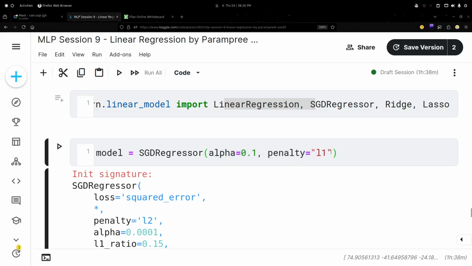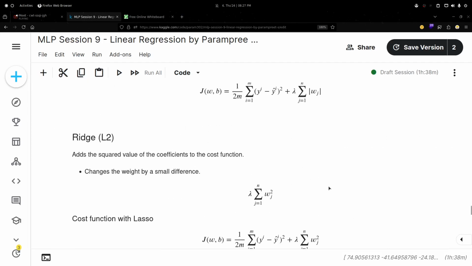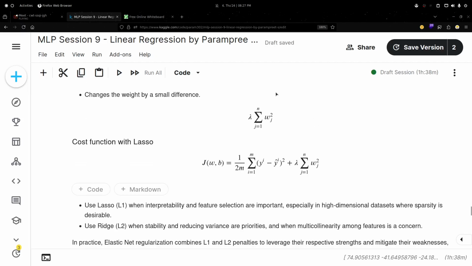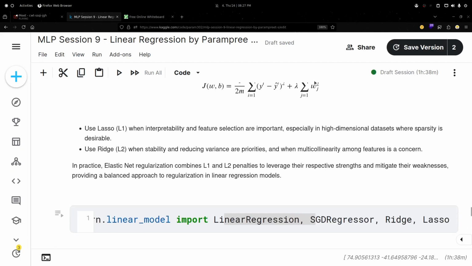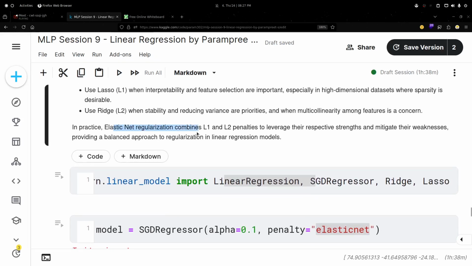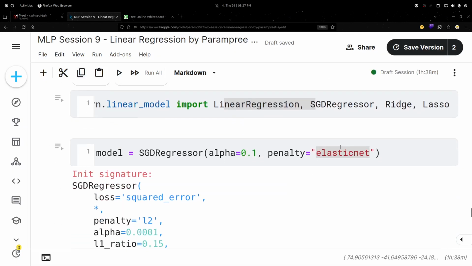There is one more penalty which is elastic net. It basically uses both regularizations, ridge and lasso, together, and the regularization affects the cost function. We have to minimize the cost function at the end, so that's how it works. Elastic net combines L1 and L2 together. So whenever we are not getting a good result in the linear regression, we can implement both regularizations together by passing this elastic net parameter.